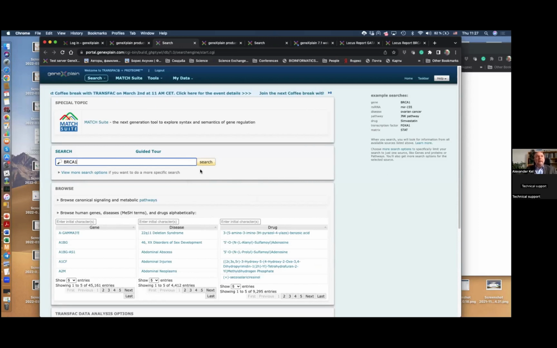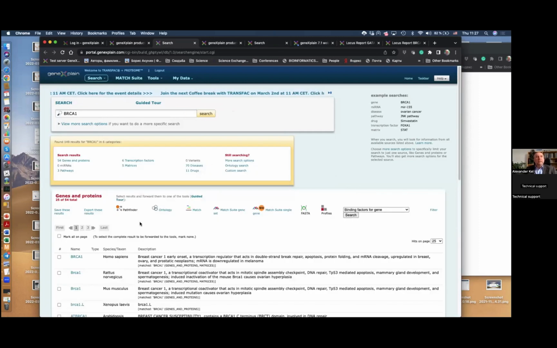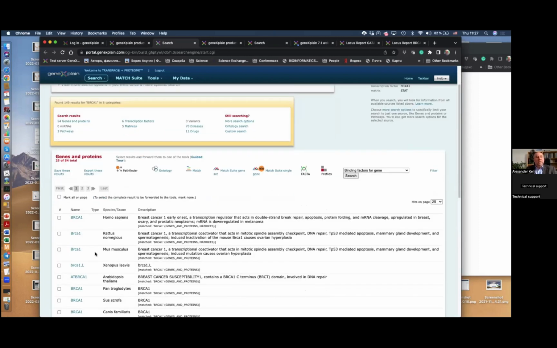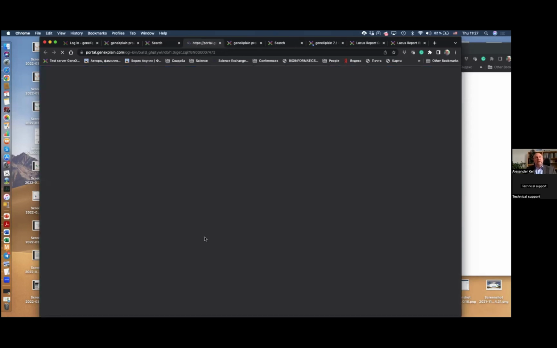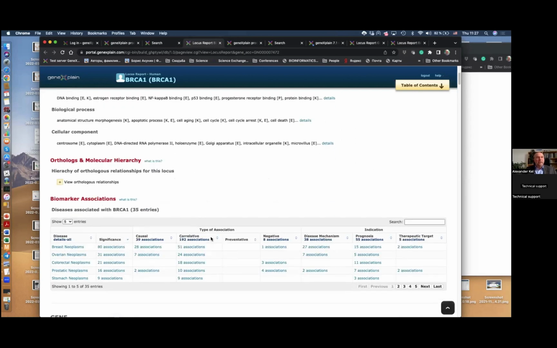Let's have a look at it. So you see in the database, we have information about BRCA1 in many different species. So for us, what is most interesting today is human BRCA1. You know, this gene is very important in cancer. Mutations in that gene lead to a high probability of having cancer. So it's indeed a very important gene. And we have in our database information about that gene.